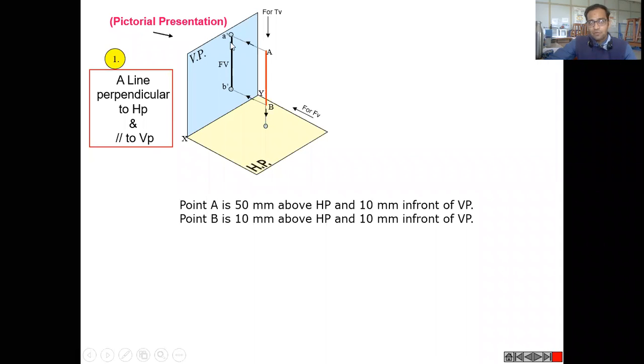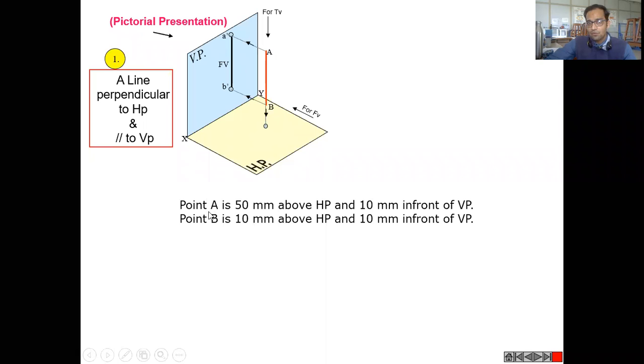I hope you are able to see the position of A dash, which is the projection of point A on the vertical plane, and B dash, which is the projection of point B on the vertical plane. When we connect them, it shows the same length of line AB projected on the vertical plane. So here you can see the length of the line is going to be the same. And how much length does it indicate? It has a length of about 40 mm.